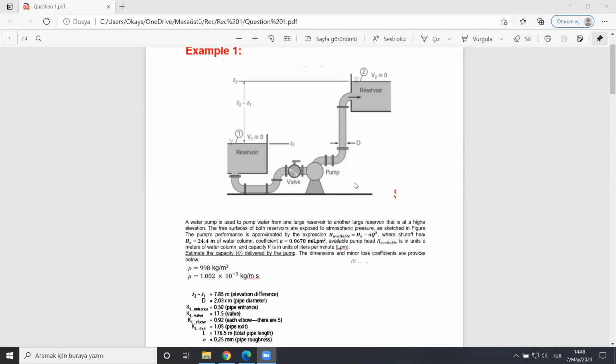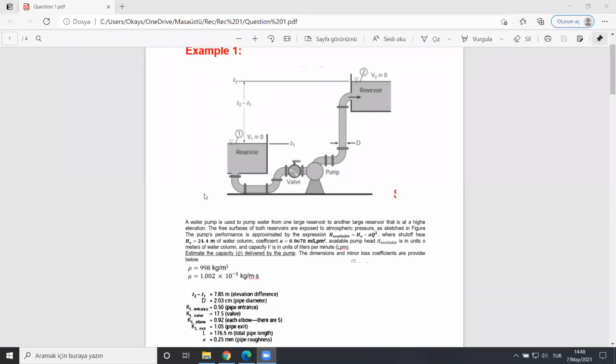The example one. This is a pump example. And there is a head loss, of course, in the solution as well. We cannot think of both of them separately. Let me read the question, then we will talk about the solution. A water pump is used to pump water from one large reservoir to another large reservoir that is at a high elevation. The free surfaces of both reservoirs are exposed to the atmospheric pressure as sketched in the figure.